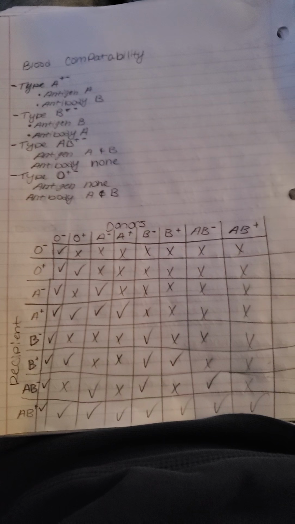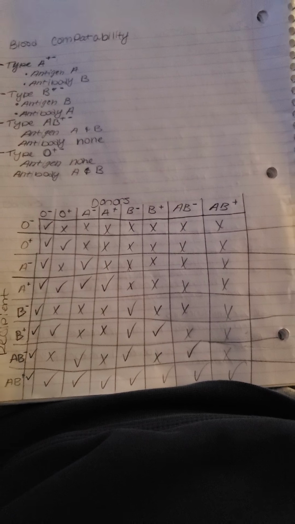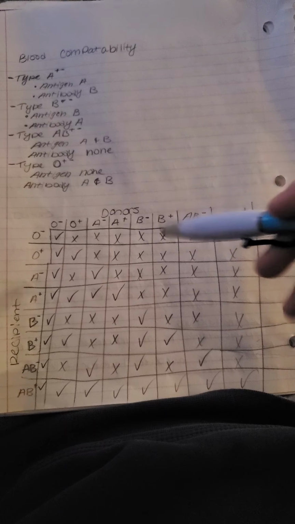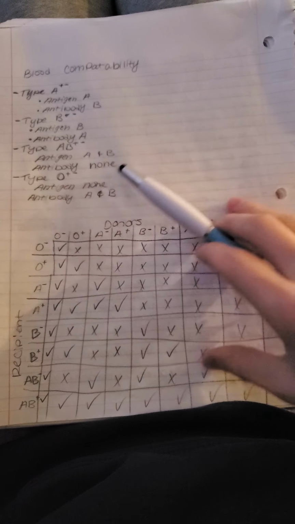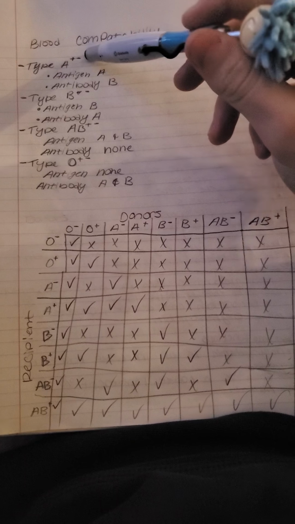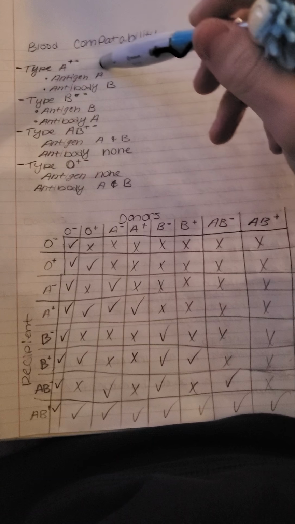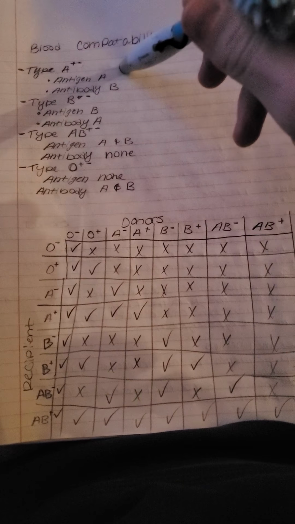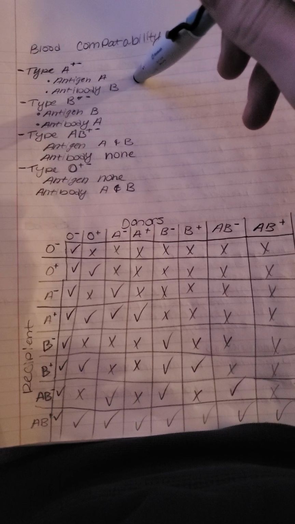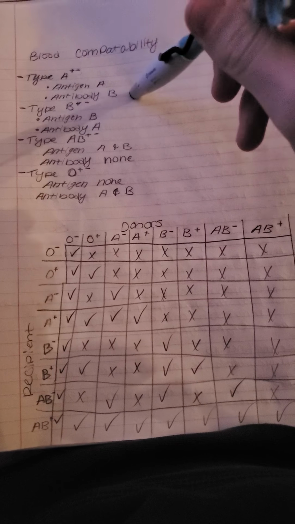Okay, I think this next chart is going to be very helpful for people who are having a hard time with blood compatibility. I made this chart so that people can see exactly what pairs with what. So we'll start with describing the types. So we have type A blood, and it has antigens to A, meaning it is compatible to A, right? And antibodies to B, meaning it is not compatible to B.